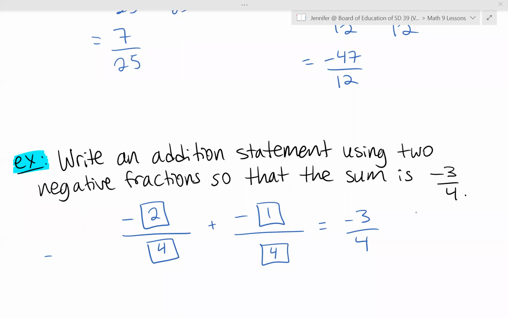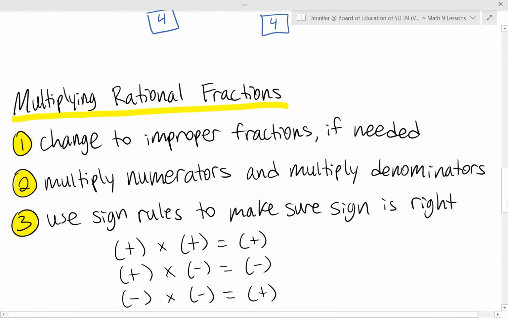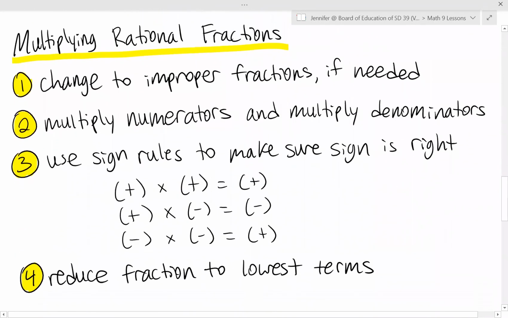Okay, moving on. We've got multiplying rational fractions. So here are the steps. First, just like before, you're going to change to improper fractions if needed. And then you're going to multiply the numerators together, and you'll multiply the denominators together. You don't need a common denominator when multiplying or dividing fractions. We've seen these sign rules before, so make sure we follow them.